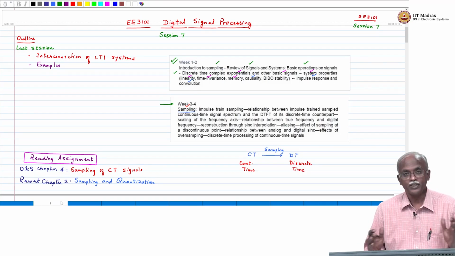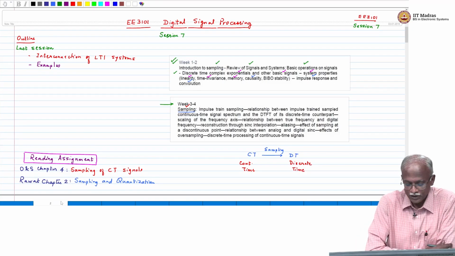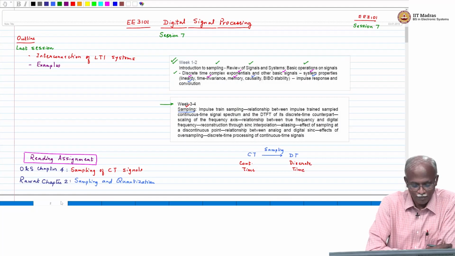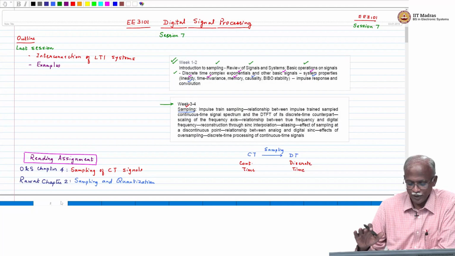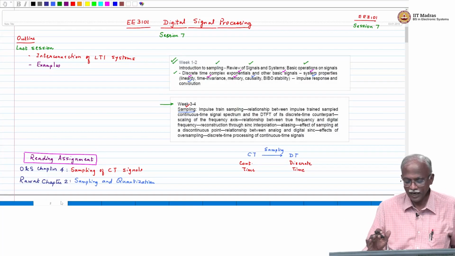Today we will be continuing our discussion on chapter 4, which is the topic of sampling. And if you look at the overall plan, the topics for week 1 and 2, which is the introduction and review of discrete time signals and discrete time systems, have been completed, and we are now discussing the topic of sampling, and we'd like to build on that.